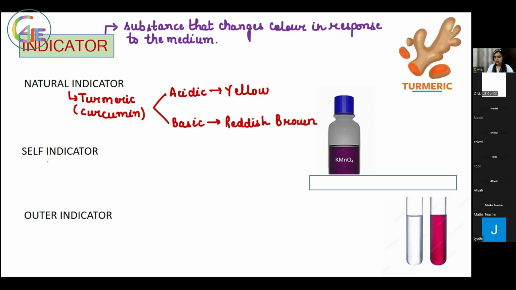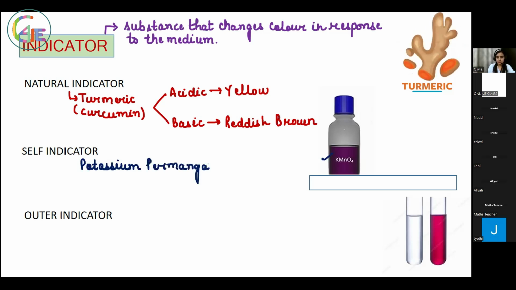Okay. The next indicator we have is a self-indicator. So you all must have got the hint what exactly I'm going to tell you. This is KMnO4. We call it potassium permanganate. Again, it changes color. So is there anyone who can tell me the color of potassium permanganate?